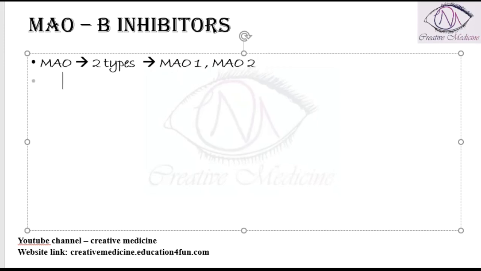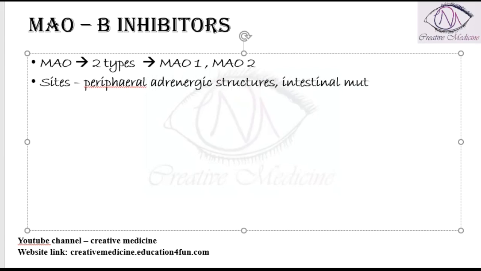Both of these are present in peripheral adrenergic structures and intestinal mucosa. But the main important thing is that monoamine oxidase B is mainly present in the brain, and it is also present in the blood and in the platelets.